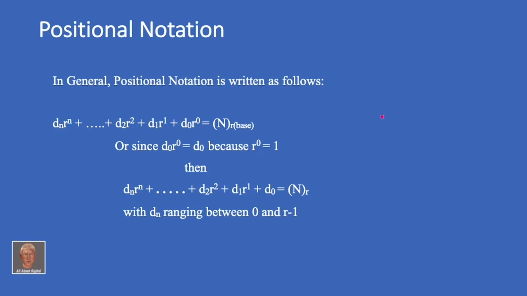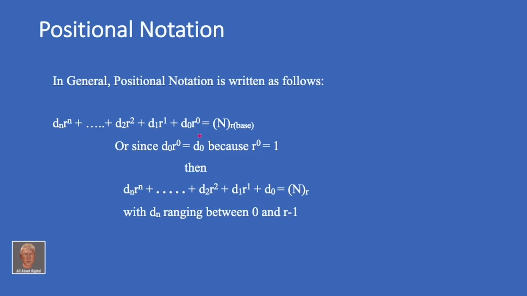In general, for any number written in the positional notation, it would be written as the nth digit times r to the n, plus ... the second digit times r to the 2, plus the first digit times r to the 1, plus the 0th digit times r to the 0. And that's equal to the number of the base.